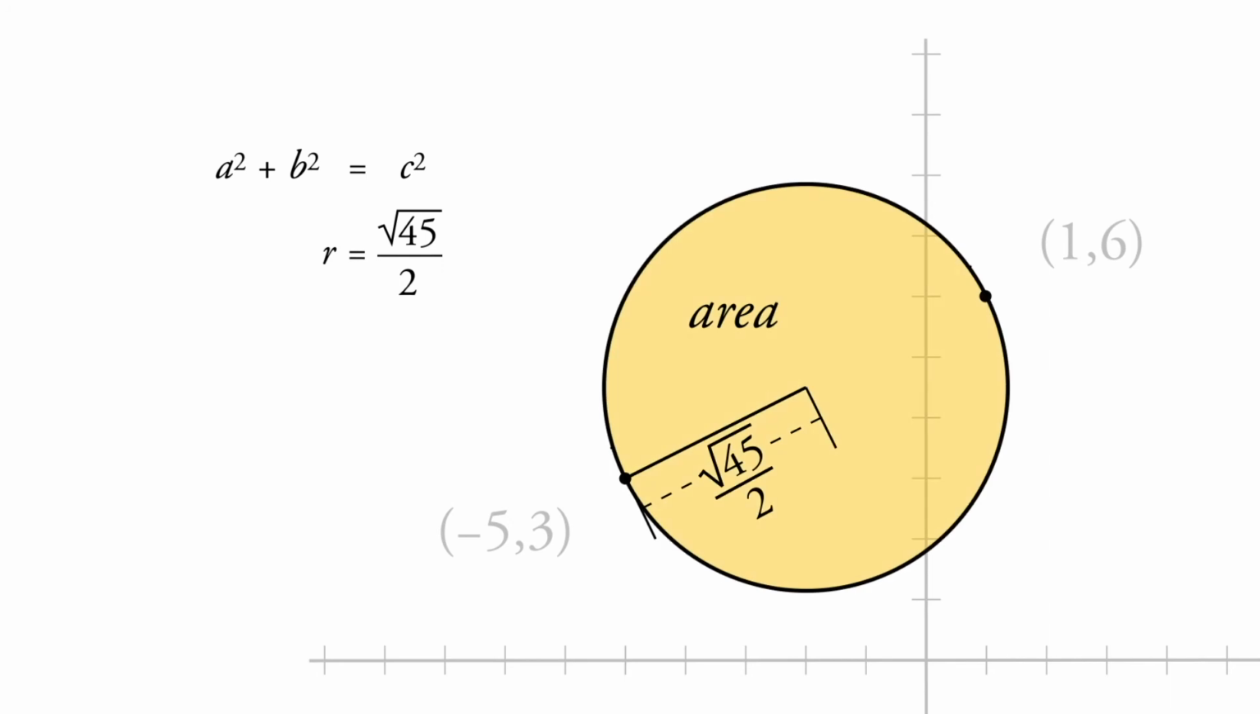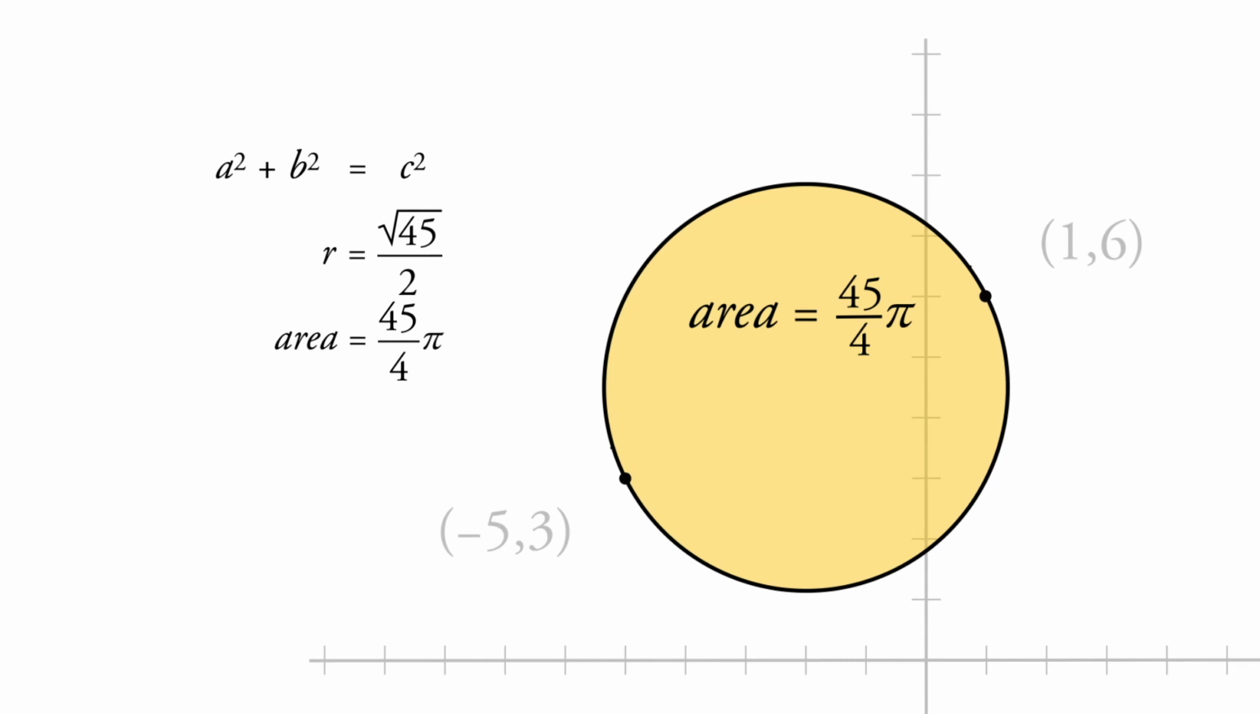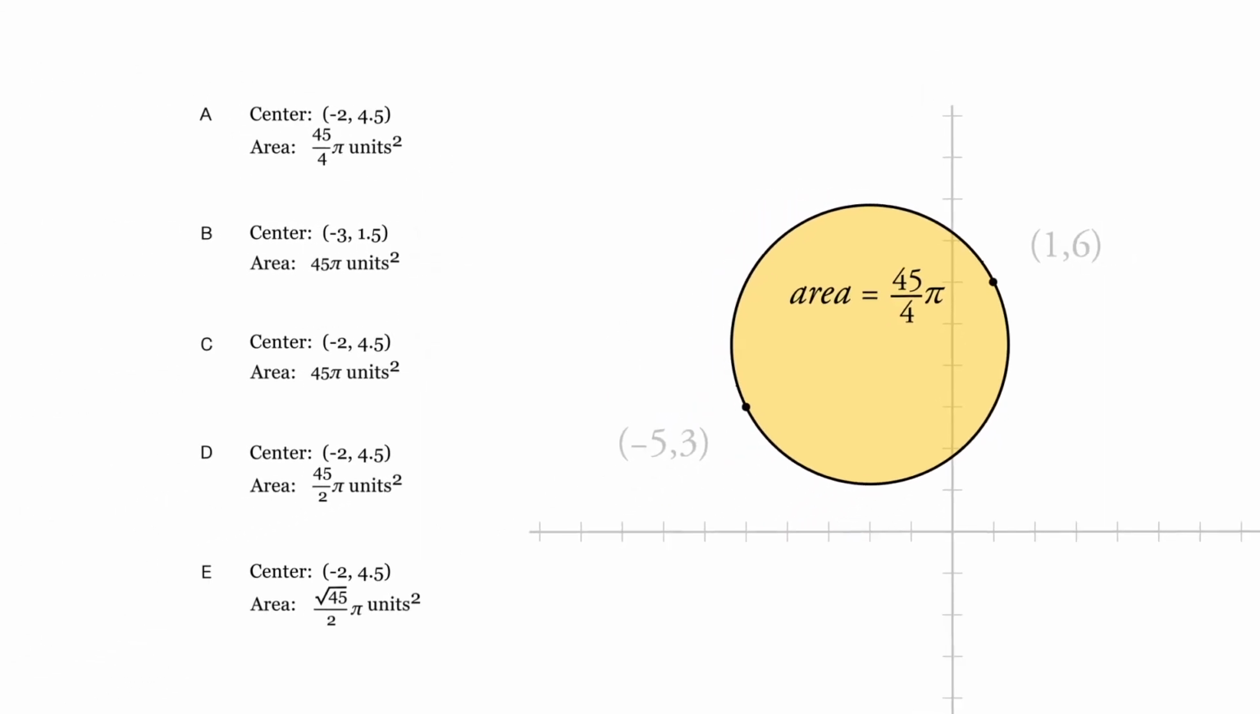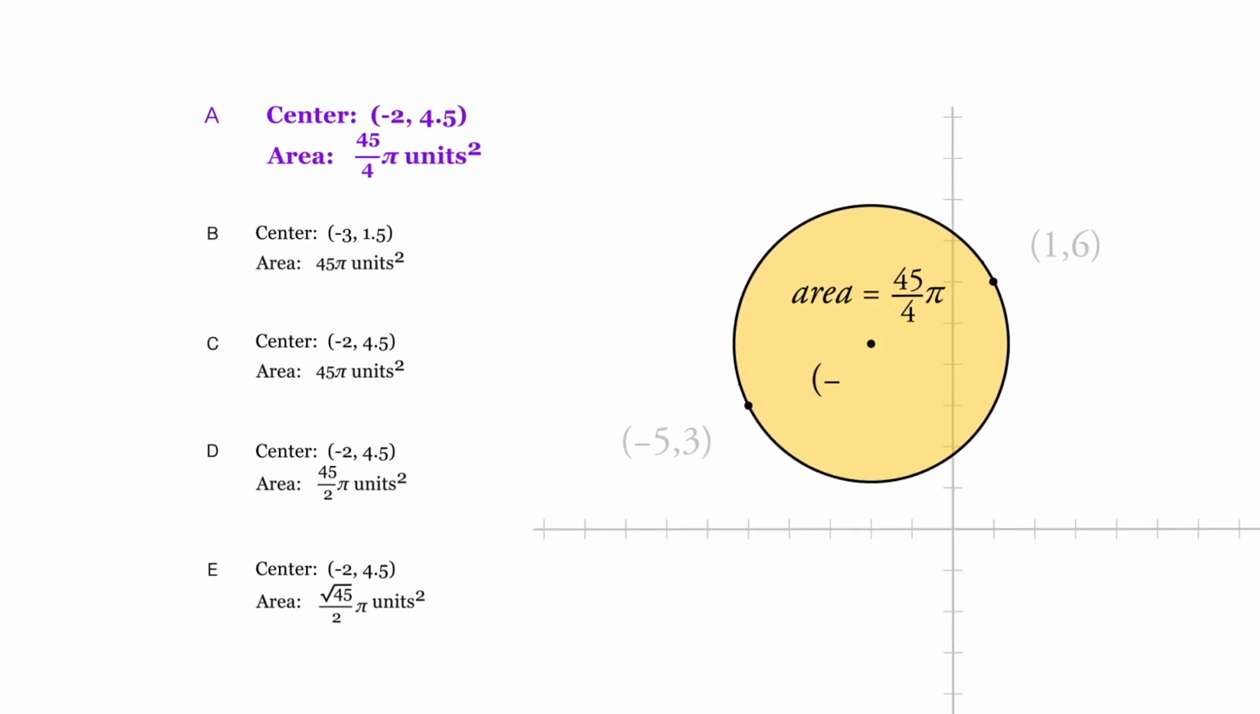And we know the area of a circle is pi r squared. So now that's pi times the square root of 45 over 2 squared. And that gives us pi times 45 over 4. So 45 over 4 pi, that's our area. So looking back at our choices, we see that our center is -2, 4.5, and our area is 45 over 4 pi units squared.